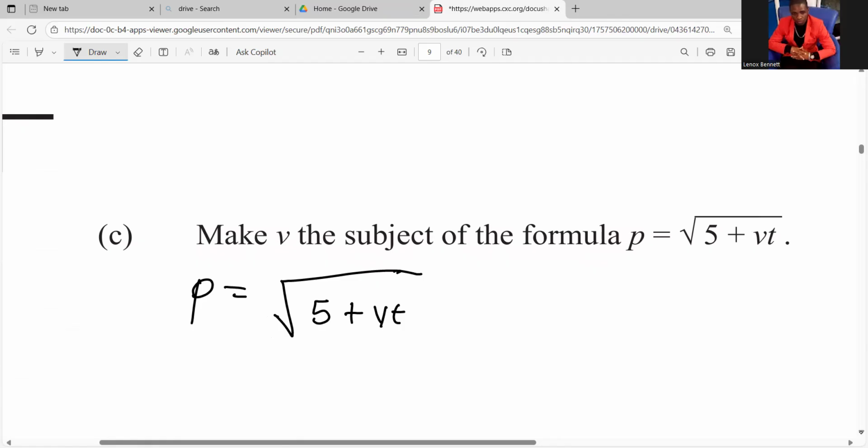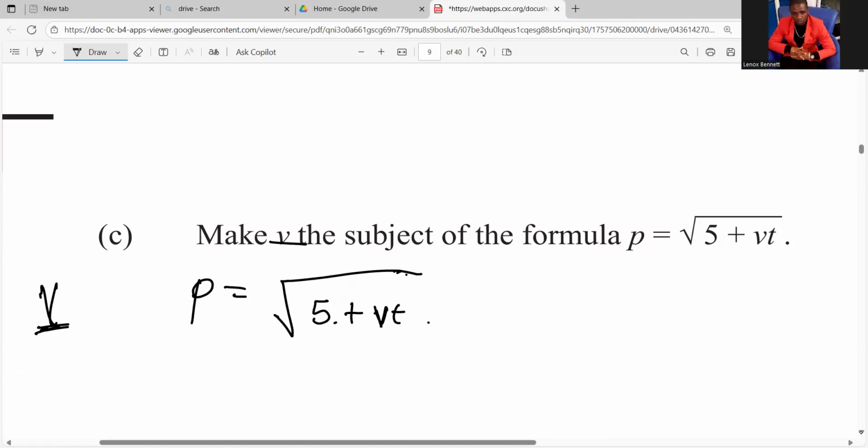All right, so we want to get V by itself again. Let me just put it here as a reminder. Sometimes that's good. So we're making V the subject, so we'll get V by itself. So 3 operations we have to do. We have to get rid of the square root, we have to get rid of the 5, and we have to get rid of the T. So 3 operations. Not bad.